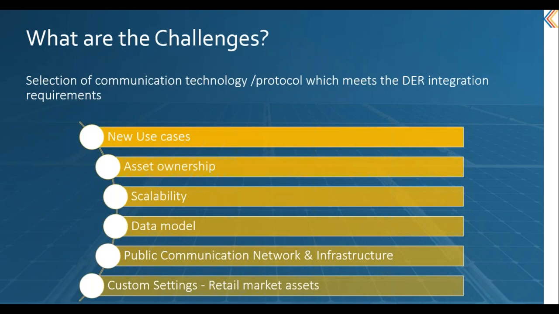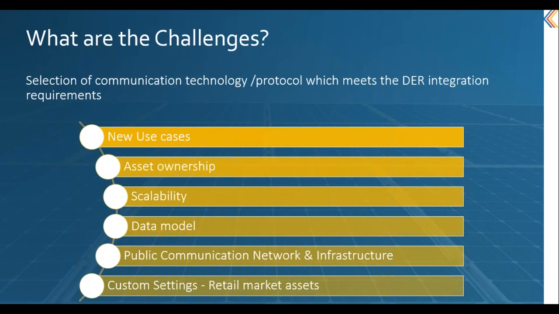So let's look at the challenges on this. Usage of legacy SCADA protocols such as DNP3, IEC 104, Modbus, and IEC 61850 is always an option for utilities to connect these DER assets with SCADA. However, there are a lot of drawbacks in this architecture.